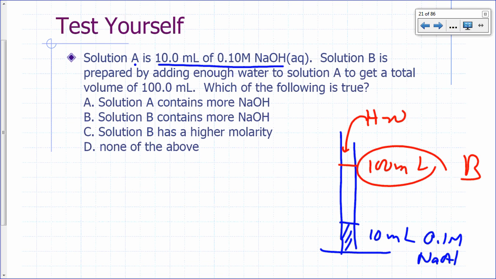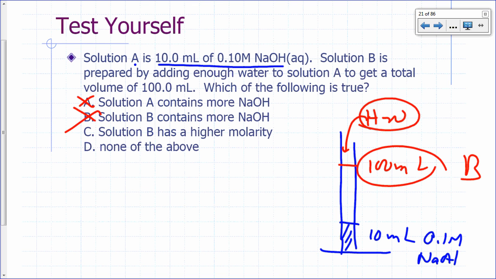Solution A contains more sodium hydroxide. Solution B contains more sodium hydroxide. Solution B has a higher molarity, or none of the above. Well, what are we doing when we are diluting? You're just adding more solvent, more water. You're not changing the amount of sodium hydroxide. So A is false, B is false.